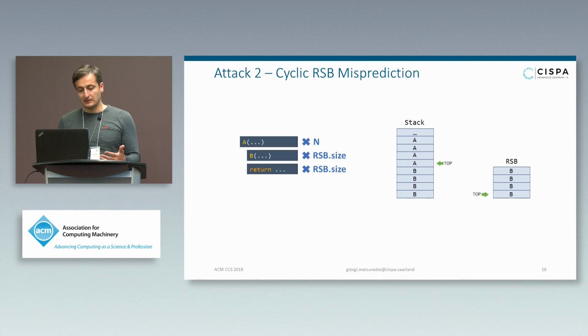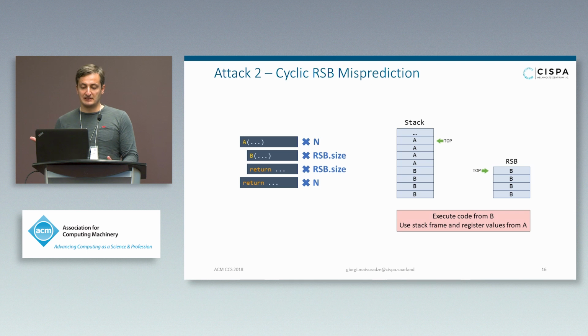This means that now the following n return instructions will all predict the return address to be in B and start speculatively executing the code there. However, the real return address is in function A, and also all the registers are set according to function A, and also the stack frame is pointed there.